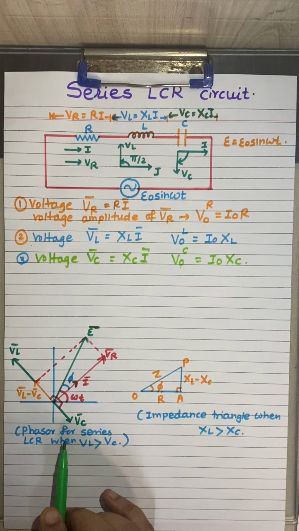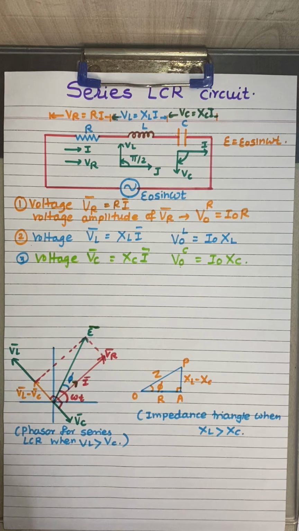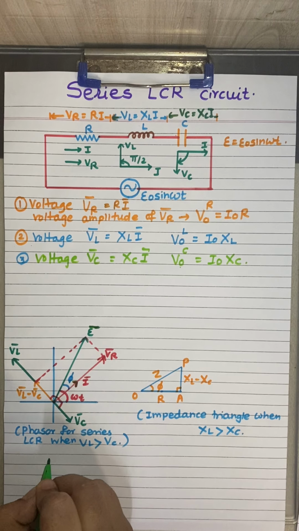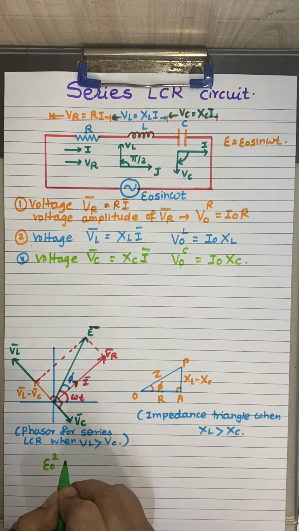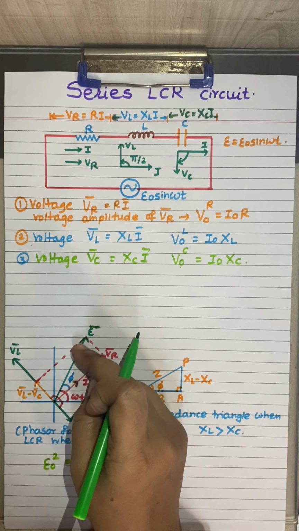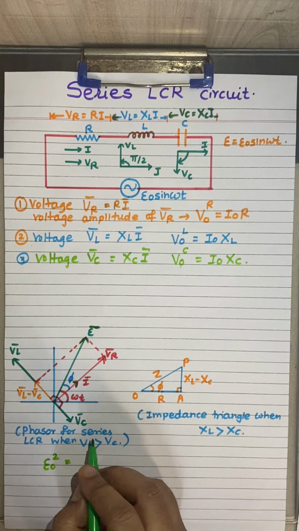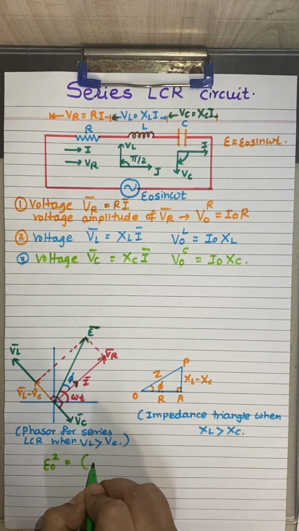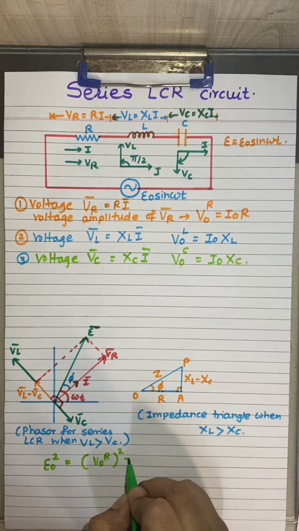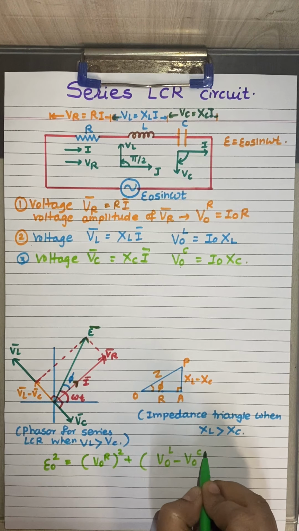Now we are going to utilize the parallelogram law, or we can use the Pythagoras theorem. By applying the Pythagoras theorem, we get E naught square, where E naught represents the maximum peak voltage supplied across that series circuit, must be equal to V naught R square, the voltage across the resistor squared, plus the voltage across the inductor minus the voltage across the capacitor, squared.